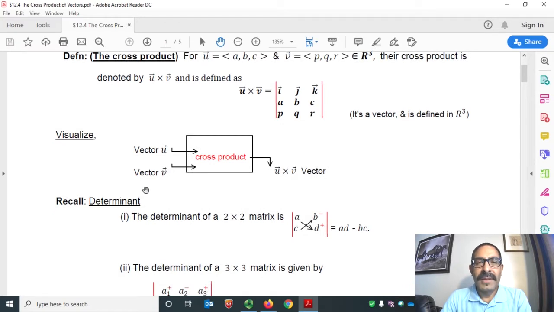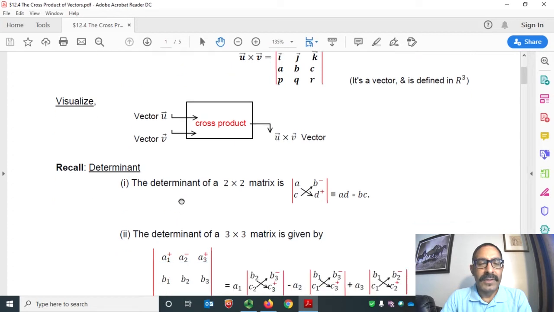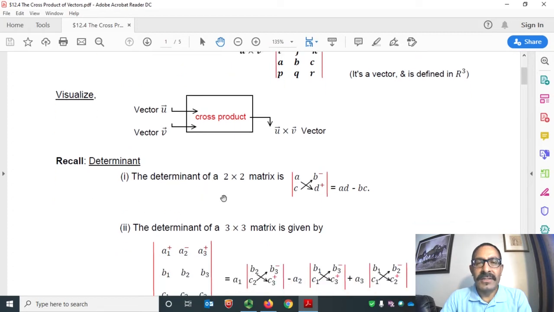First, let me recall how we expand the determinant. The determinant of a 2 by 2 matrix with entries a, b, c, d: we multiply diagonally, a times d, and we subtract the other diagonal product, so minus c b. So this turns out to be ad minus bc.